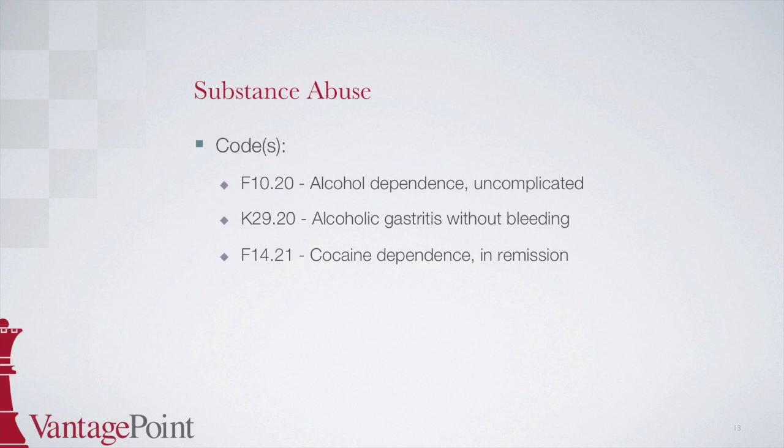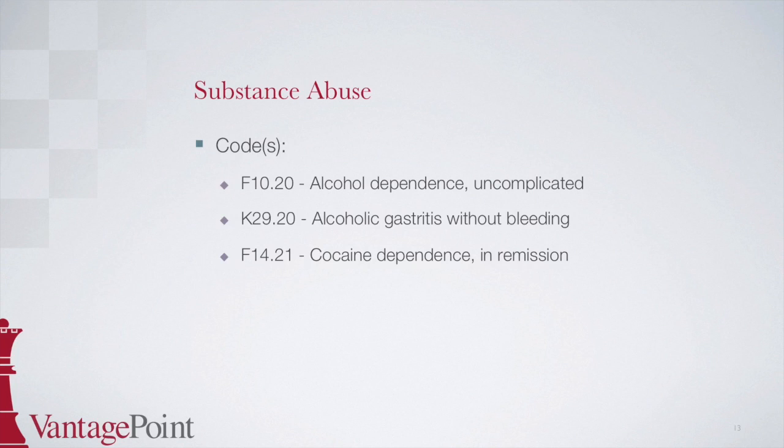The next code is K29.20, Alcoholic Gastritis Without Bleeding. To find this code, go to gastritis in the alphabetic index and then find the term alcoholic indented below. Since there is no option for chronic listed, you would use the code for the alcoholic gastritis, which points to K29.20. After confirming in the tabular, this code is most appropriate since documentation does not state that the patient has bleeding. Therefore, the default is without bleeding.